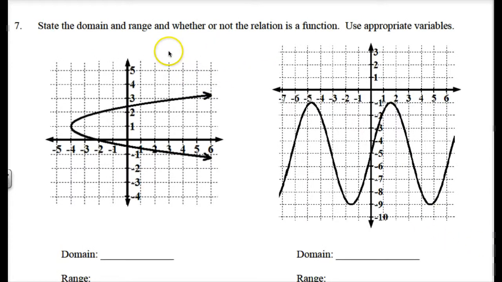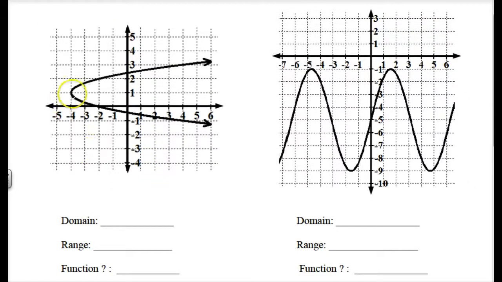State the domain and range, and whether or not the relation is a function. Use appropriate variables. Okay, so if we don't see variables on the axes, then we'll use x and y. So here, x is greater than or equal to negative 4. Y belongs to the reals, since it goes up forever and down forever, and this is not a function.